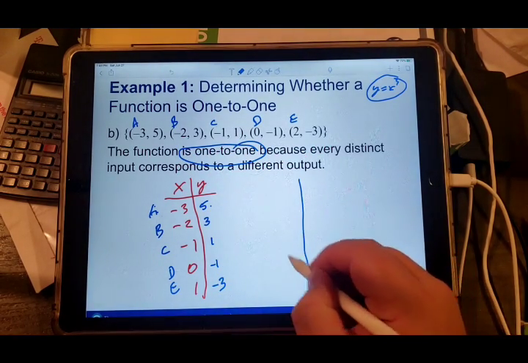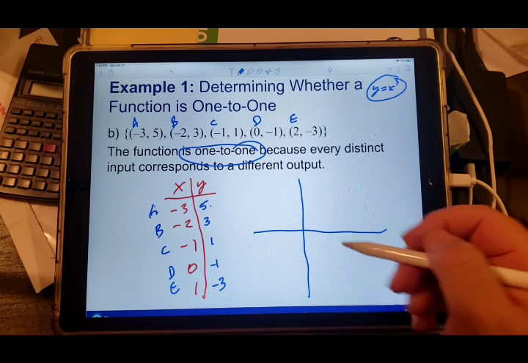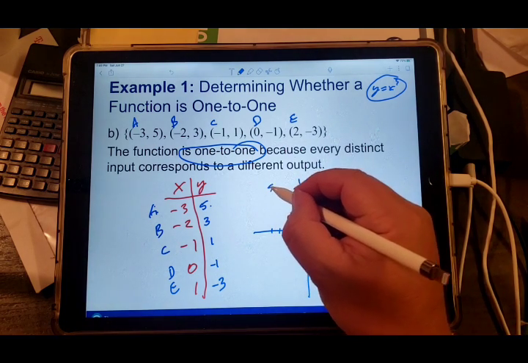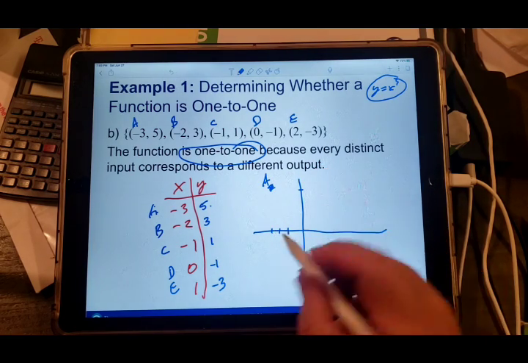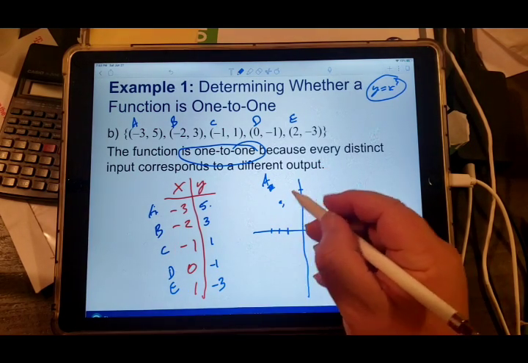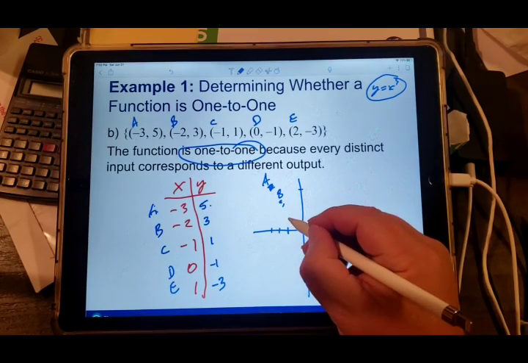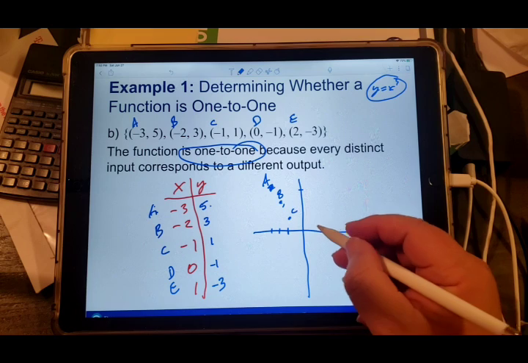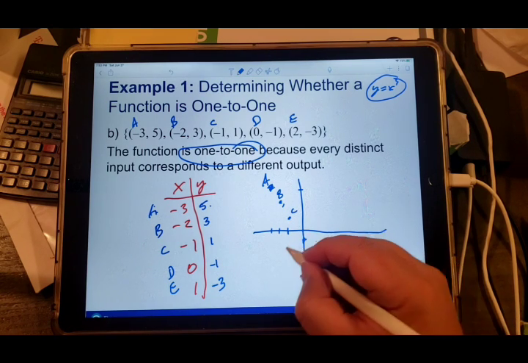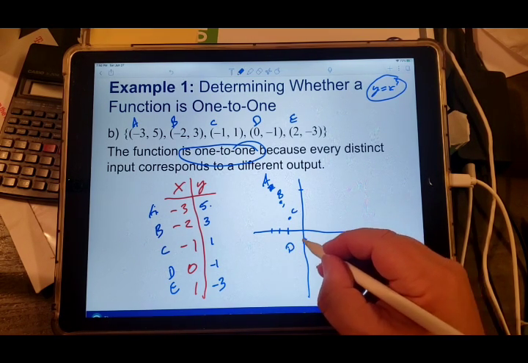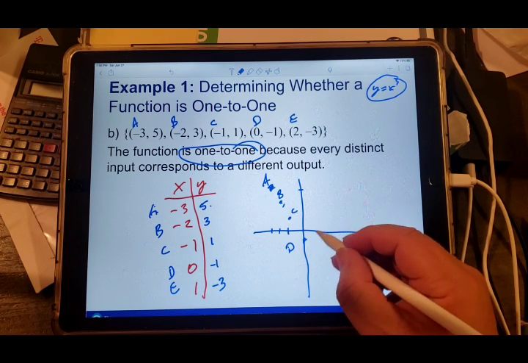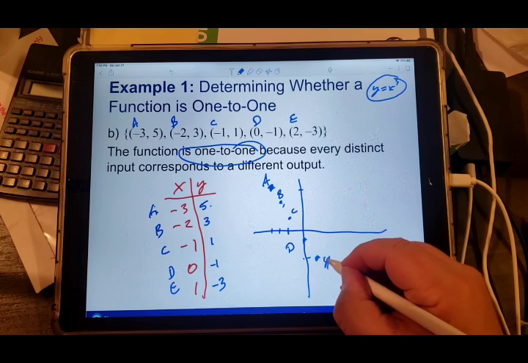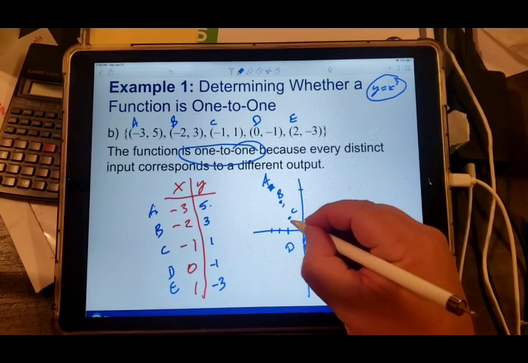Now I can do it one better than that. If I were to plot these points, -3, 5, there's point A, we'll call it, -2, 3, not doing a really good job plotting this, but -3, there's point C, point D, 0, -1, and point E is 1, -3. All right, so there are the points.